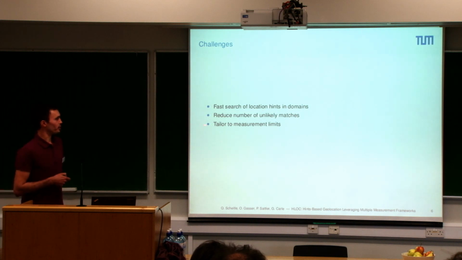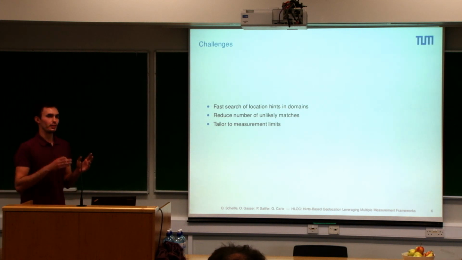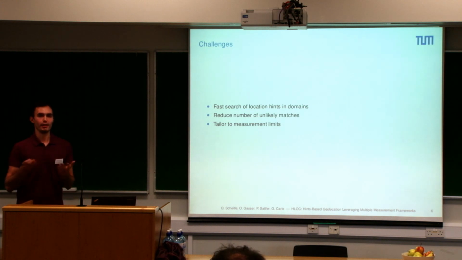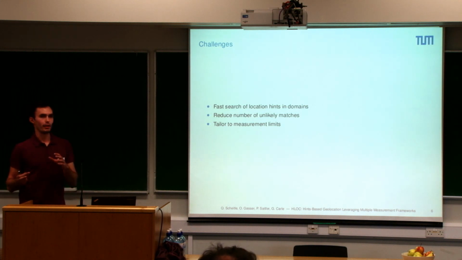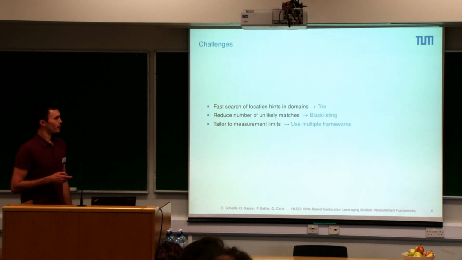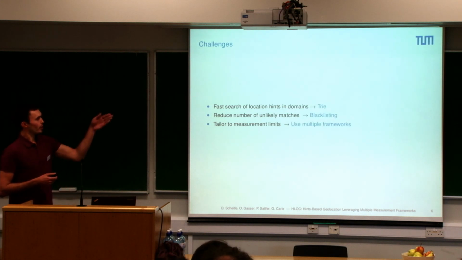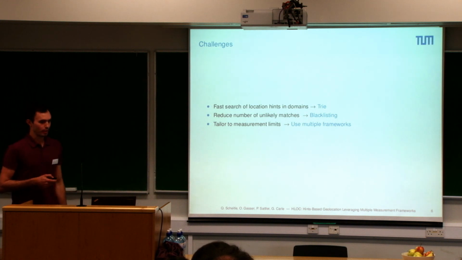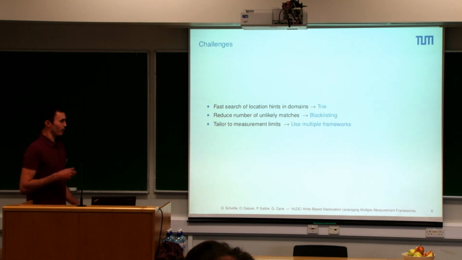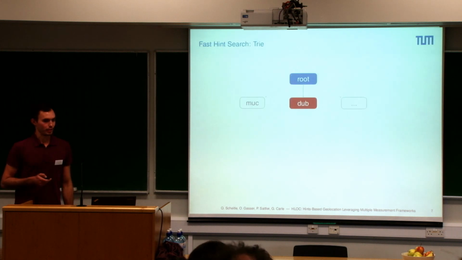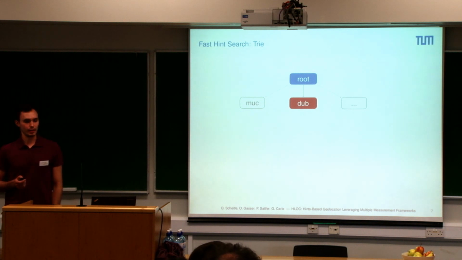We wanted to reduce the number of unlikely matches. As you will later see, there are some matches which are, with very high probability, not locations in domain names. And we also wanted to tailor our measurements to the limits that are set by the measurement frameworks. To do that, we have come up with 3 ideas. The first one is using a trie data structure. Here we apply blacklisting, and to tailor, we use multiple measurement frameworks. I will go into these 3 now in detail.